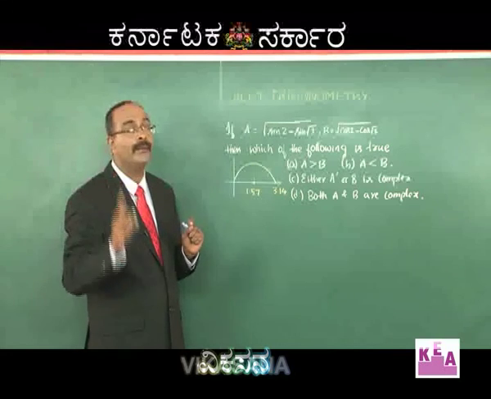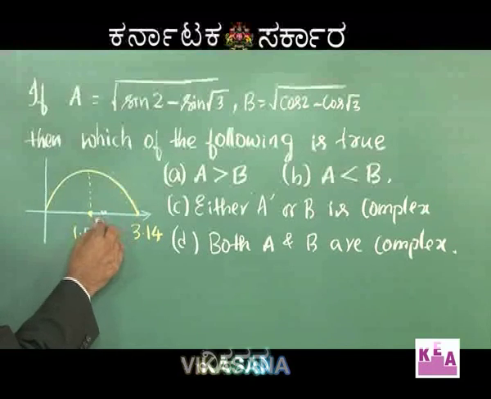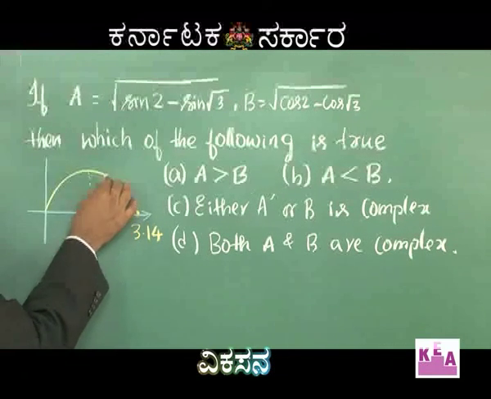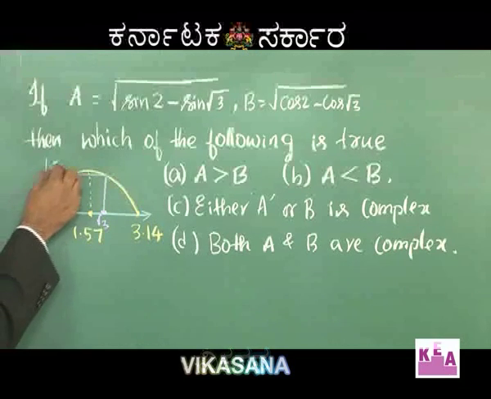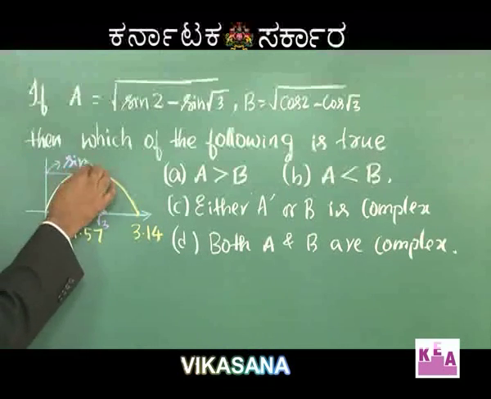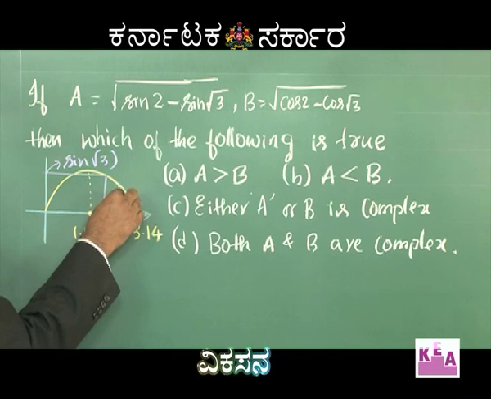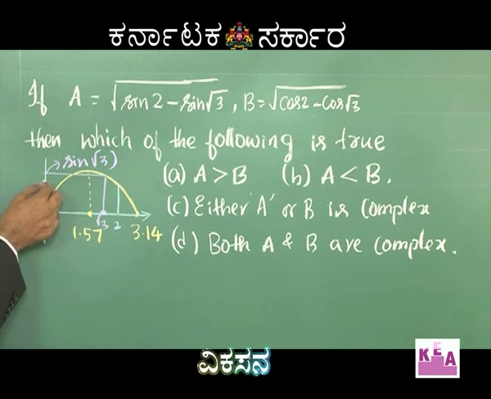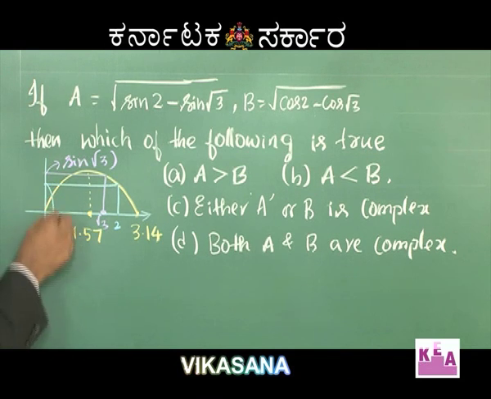Root 3 is a number lesser than 2. Do you agree with me? Therefore, clearly, somewhere here we will get root 3. So the corresponding value is this. This is sine of root 3. Do you agree with me? So where is our 2? This is 2, right? And this is sine of 2. This value is sine of 2.